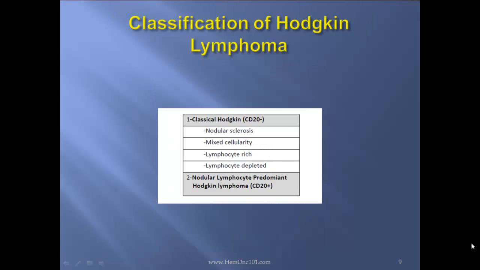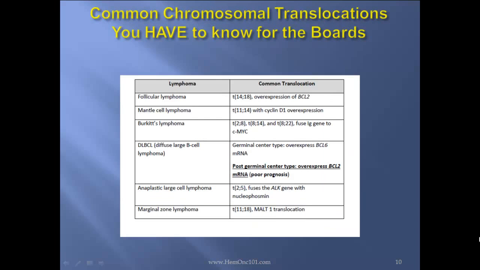Now, the Hodgkin's, which we discussed in a different chapter, but quickly, the classical Hodgkin's includes the nodular sclerosis, mixed cellularity, lymphocyte-rich, and lymphocyte-depleted. And the second major classification is the nodular lymphocyte-predominant Hodgkin's, which is CD20 positive.